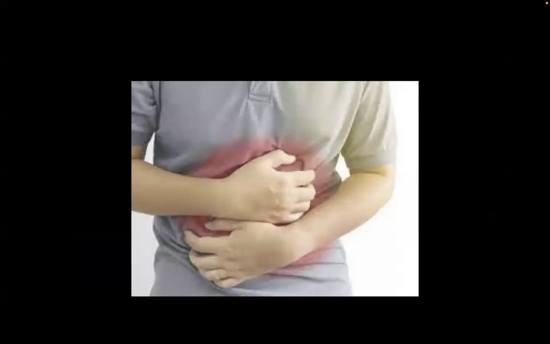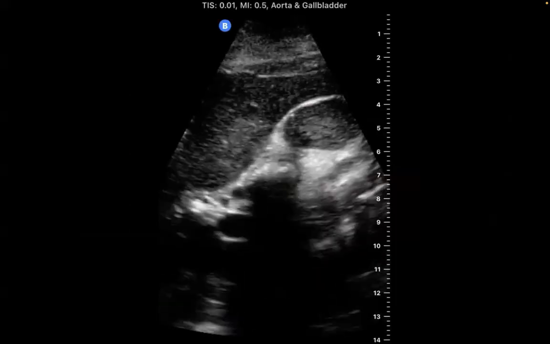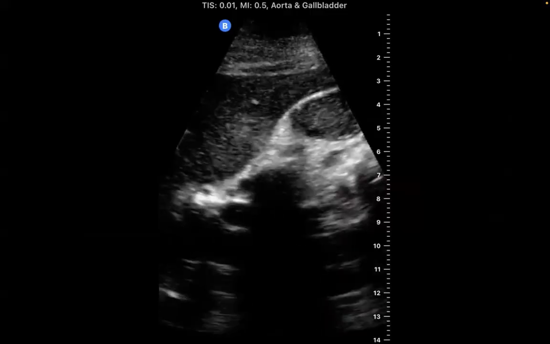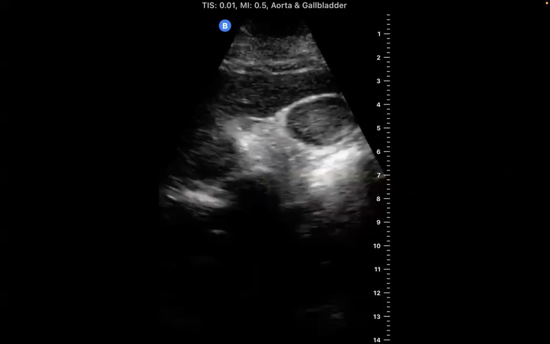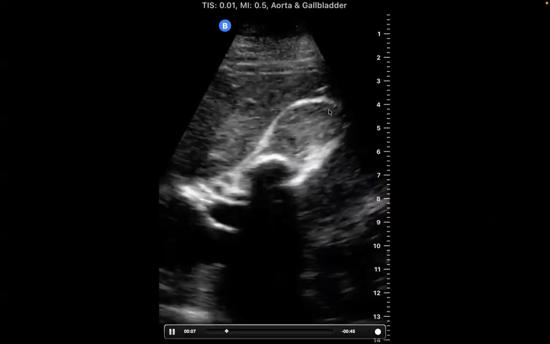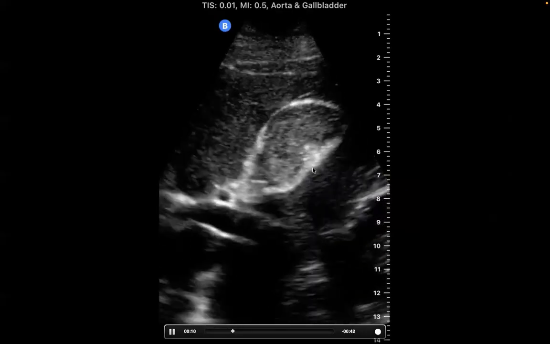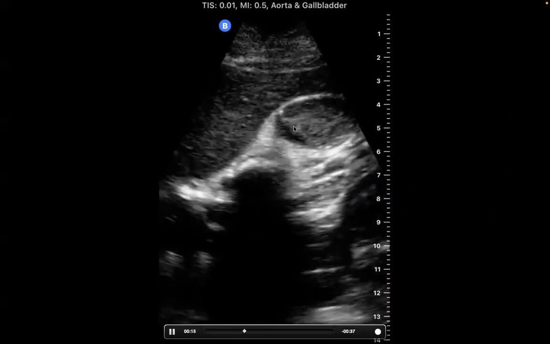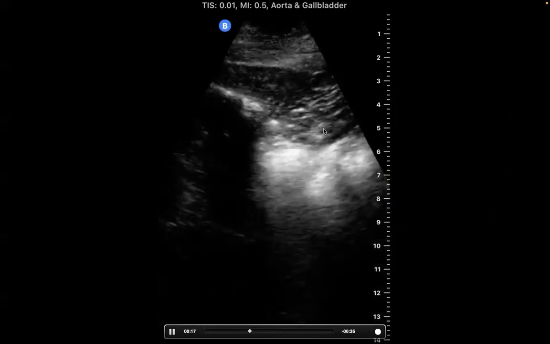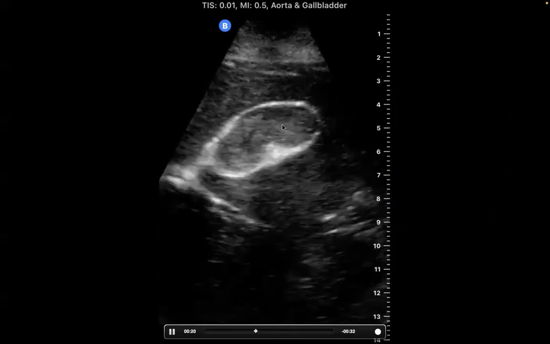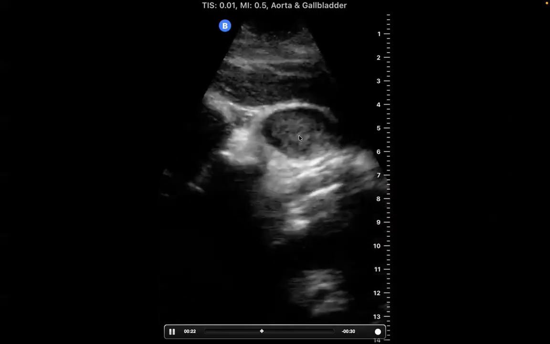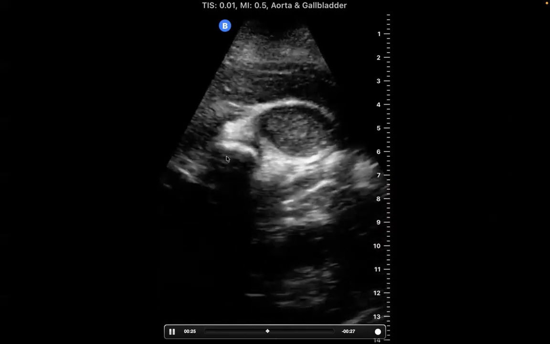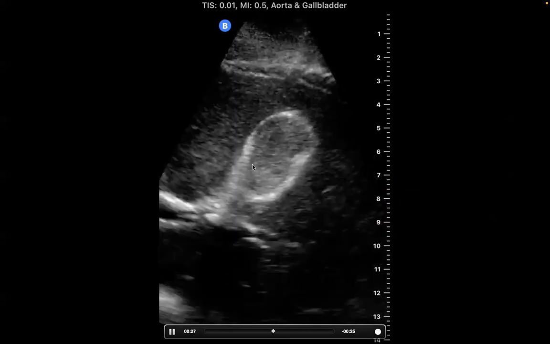What about another case of someone who has abdominal pain and whether or not they have gallstones, or is this reflux? Very easily you can look at the patient's gallbladder and see if there are any gallstones within it. In this clip, the gallbladder is right here in the middle of the screen. Inside the gallbladder, it's usually black, but in this case, the grayish color seen is gallbladder sludge.